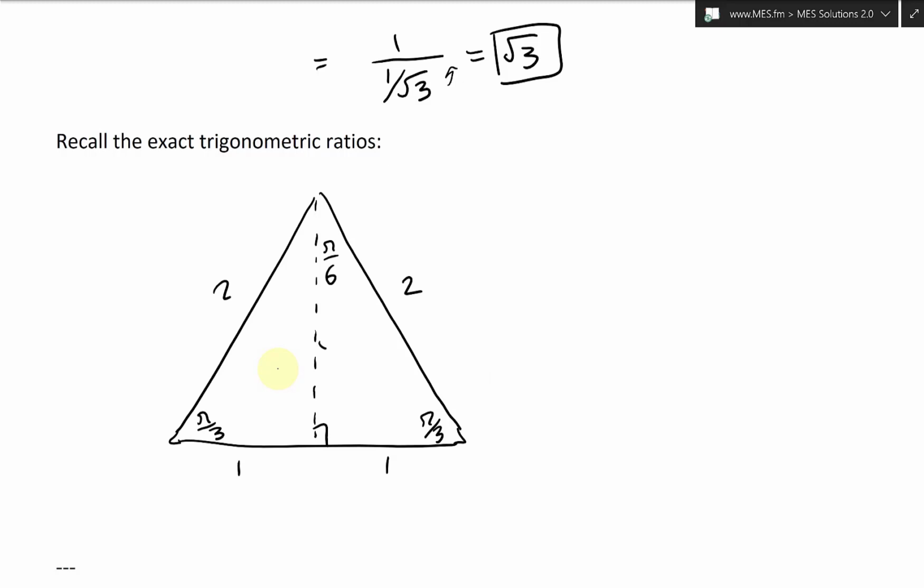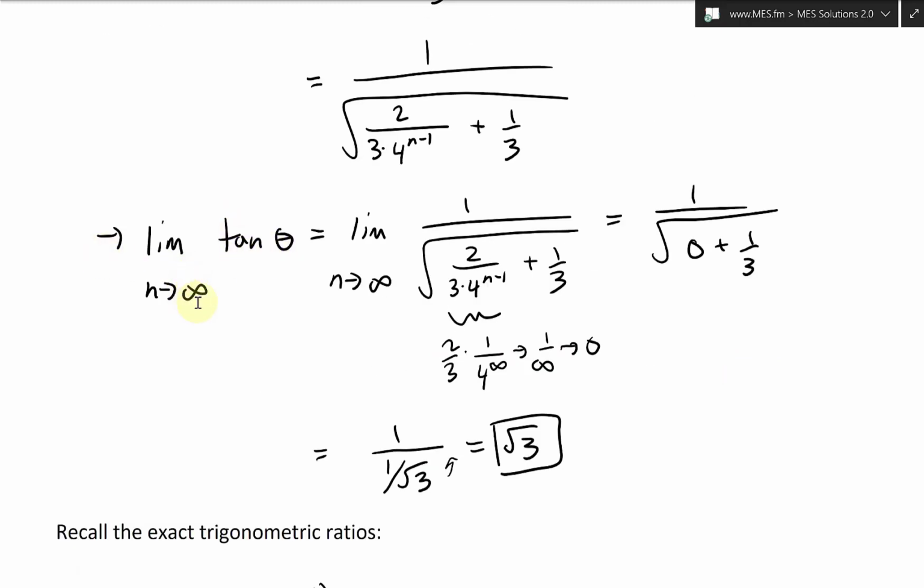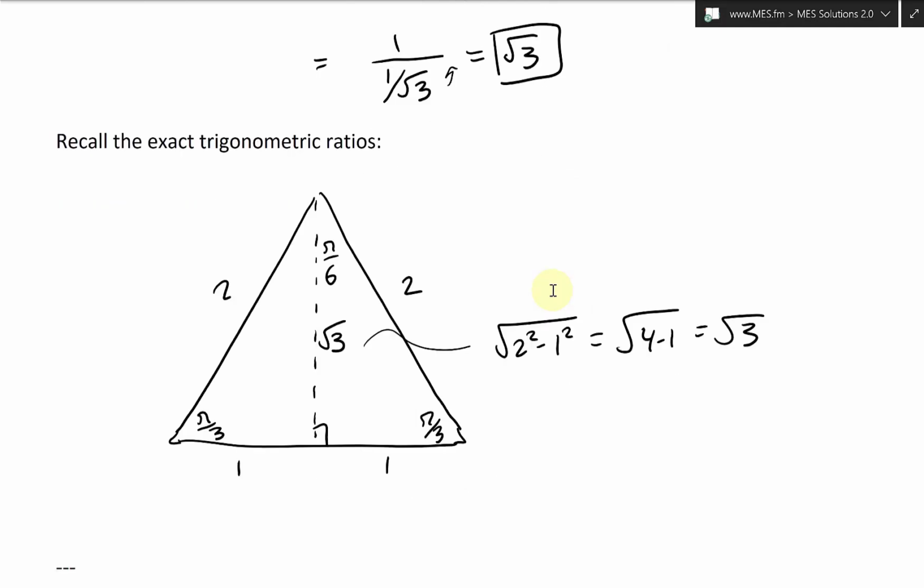And then this height right here is our square root 3. Now that's from Pythagoras. And again, recall this is going to be equal to the square root of the hypotenuse squared minus the base right here squared. So this equals the square root of 4 minus 1, which equals square root 3, like that. And notice what we have here. So we have our tan theta limit as n approaches infinity equals square root 3.